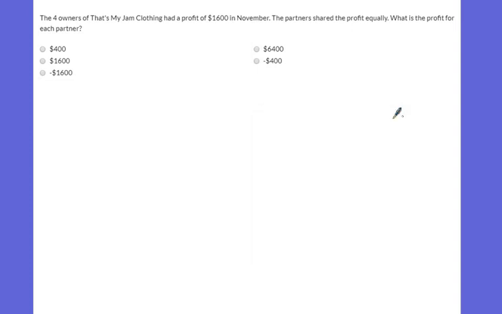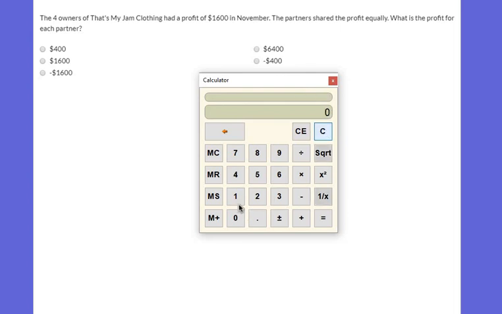Profit means a gain, so a plus. So 1,600 divided by 4 part owners. So they're each going to get 400 in profit.